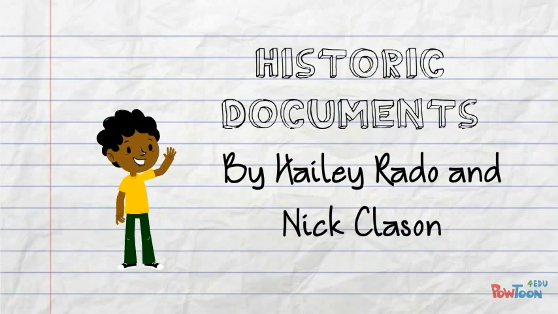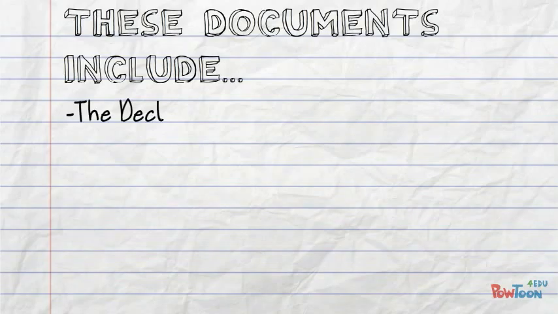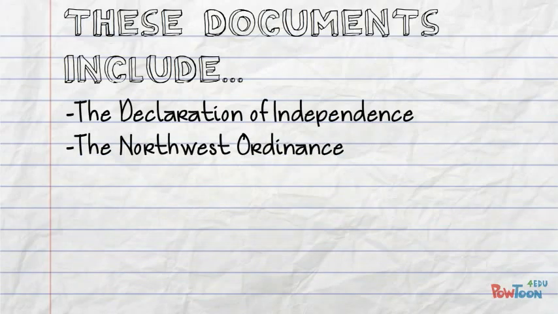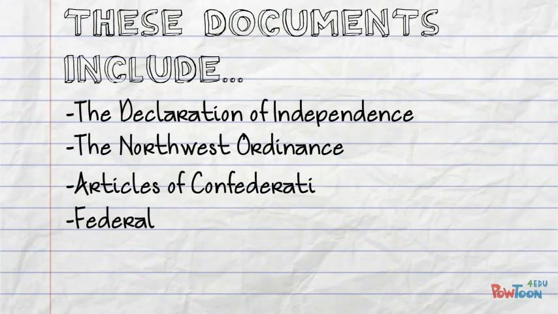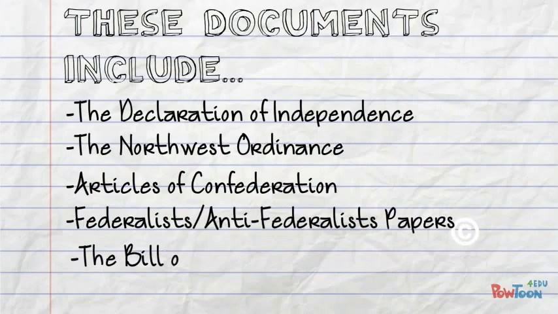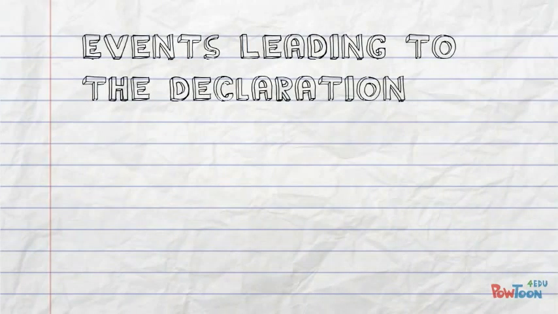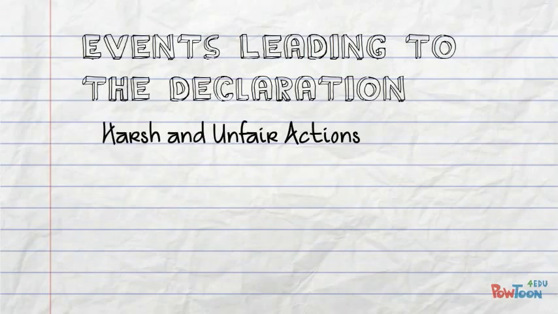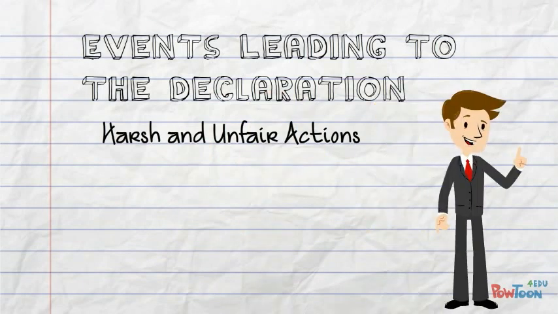Some documents in American history have considerable importance for the development of the nation. We have used historical thinking to examine key documents which form the basis for the United States of America. These documents include the Declaration of Independence, the Northwest Ordinance, the Articles of Confederation, the Federalist and Anti-Federalist Papers, and the Bill of Rights. The events leading to the Declaration were mainly the harsh and unfair actions of the kings.